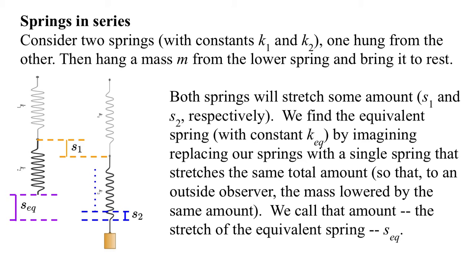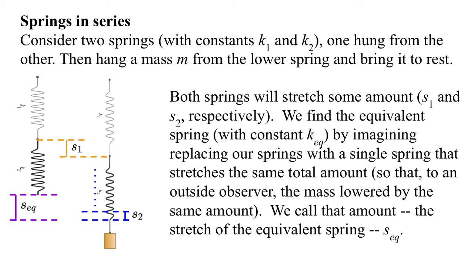All right, so when we do that, we would see that both springs will stretch some amount, probably a different amount. I'm going to call those amounts S1 and S2. And then when they stretch, the object descends a fixed distance, and we're going to find the equivalent spring with some constant k equivalent by imagining replacing our springs with a single spring stretching the same total amount, i.e. again that the outside observer doesn't know that we've swapped out the spring. We'll call the stretch of the equivalent spring S equivalent.